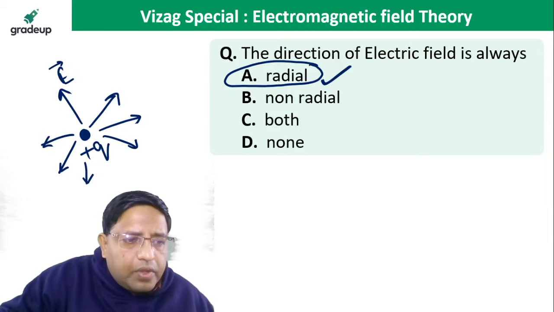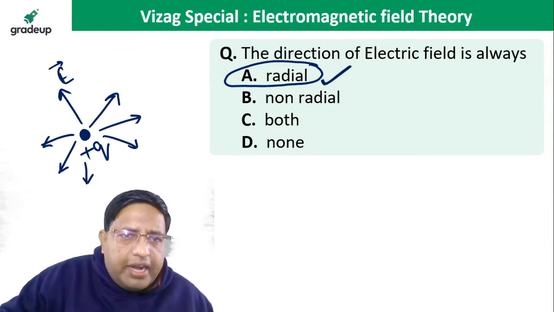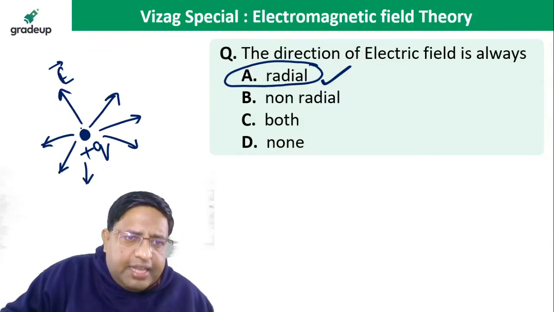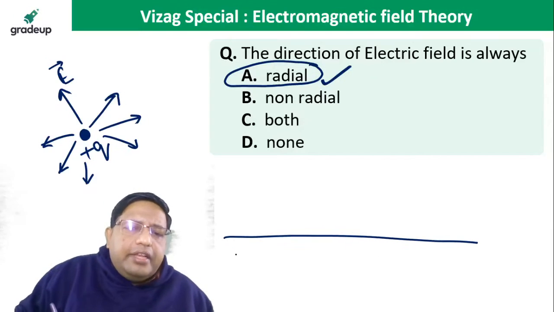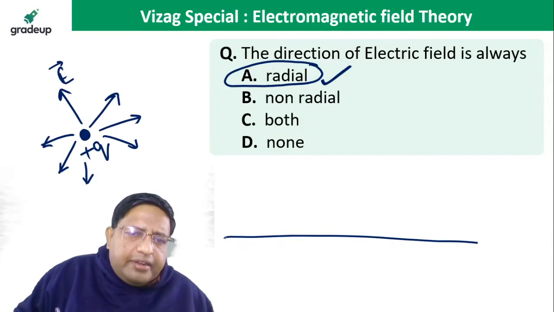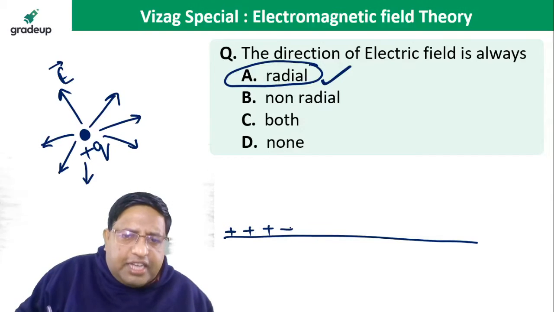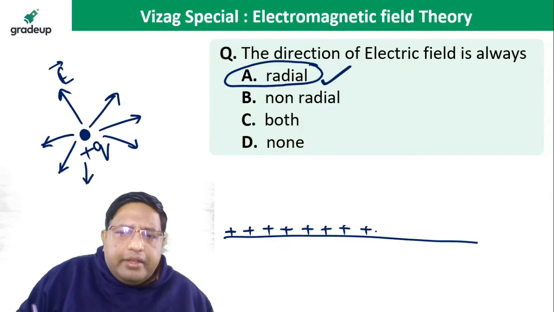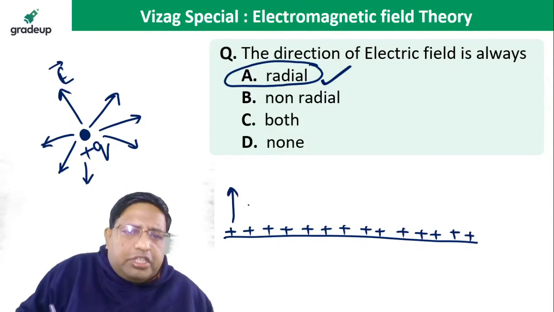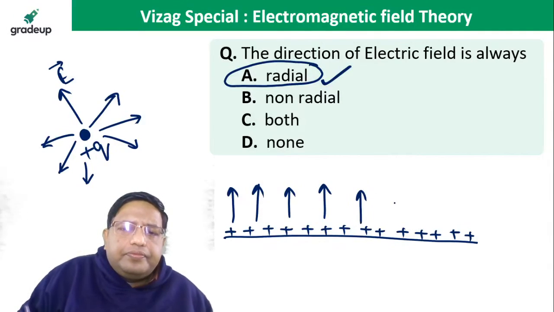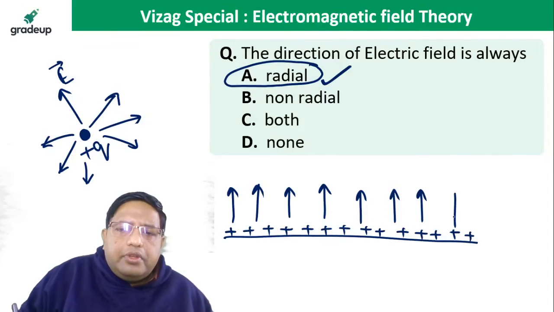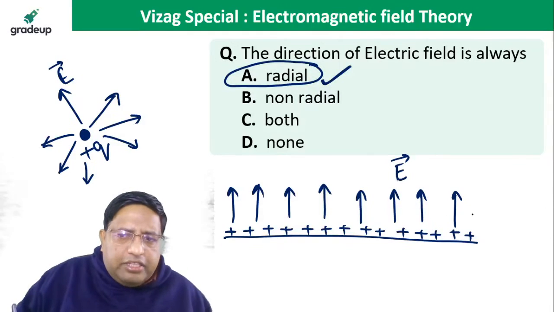Okay. But one exception is there. If it is a charge conductor plate, it is normal to the surface. Electric field is normal to the surface.